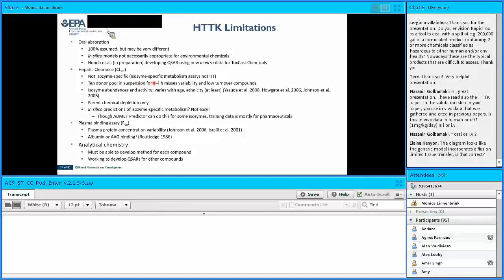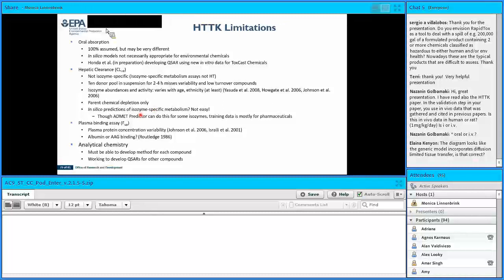Hepatic clearance is certainly limited. It's also not isozyme specific. We're using that 10 donor pool, and we're only looking for 2 to 4 hours. So if you have a really low turnover chemical, we might not see any metabolism in 4 hours, but there might be metabolism that happens in 24 hours, but all our hepatocytes died. We know that isozyme abundances vary with age and ethnicity, and we just don't know what isozyme is involved.